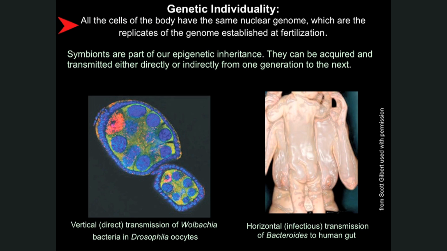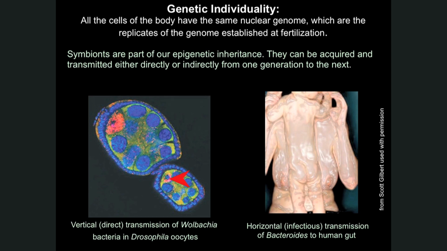Genetic individuality, where all the cells of the body have the same nuclear genome, which are replicates of the genome established at fertilization. Well, the oocyte over here that's being created from these nurse cells is passing along this red material. And that red bacteria in this Drosophila is Wolbachia bacteria. It's actually being passed through the germline. So the Drosophila is actually born infected with the Wolbachia bacteria. Now, we don't get our bacteria passed down vertically that way.